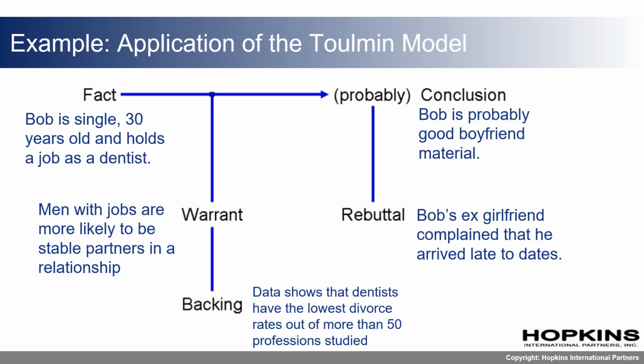Let's practice applying the Toulmin model. Here we can make the claim that Bob is probably good boyfriend material. Our grounds would be that Bob is single, 30 years old and holds a job as a dentist. Our backing would be that data shows that dentists have the lowest divorce rates out of more than 50 professions studied by GoodHousekeeping.com. Our warrant would be that men with jobs are more likely to be stable partners in a relationship. A possible rebuttal could be that Bob's ex-girlfriend complained that he arrived late to dates. Although this is a funny example, we can show that the claim of Bob probably being good boyfriend material may have basis.